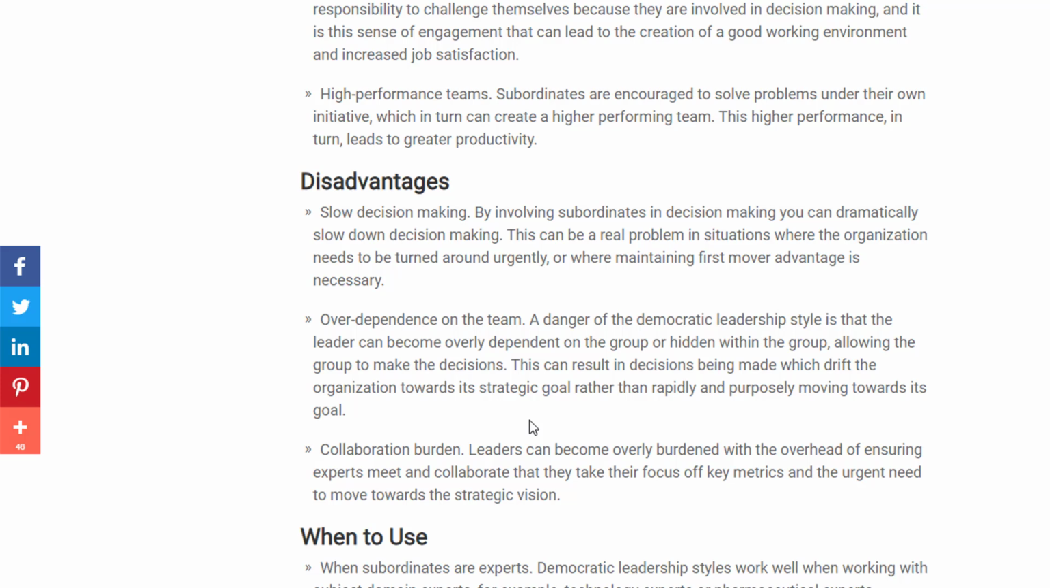You can be somewhat of a weak leader in that way, where you overly depend on the group or the team to make all the decisions for you, or vice versa, where you can get lost in and overpowered by the group and they make the decisions for you.